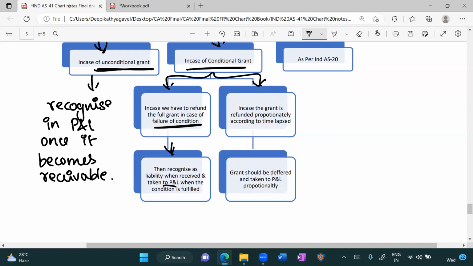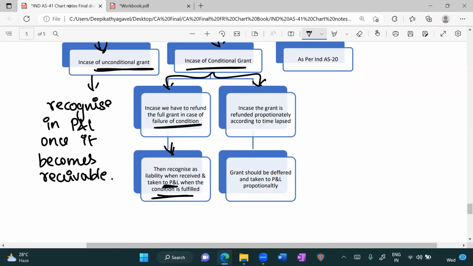This grant can be taken to your P&L only then, because during the 5-year period there is a point of breach at any time. So until the fulfillment of the condition, it will be treated as a liability. And once the condition is fulfilled, you can take that to P&L.